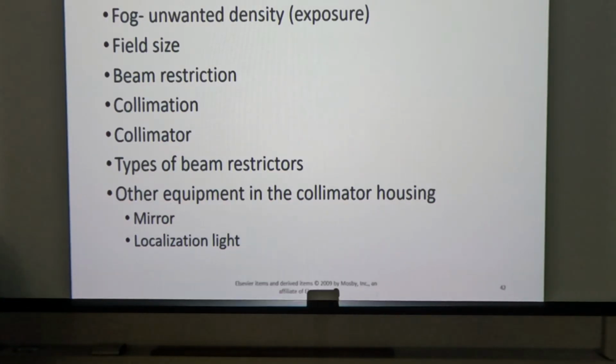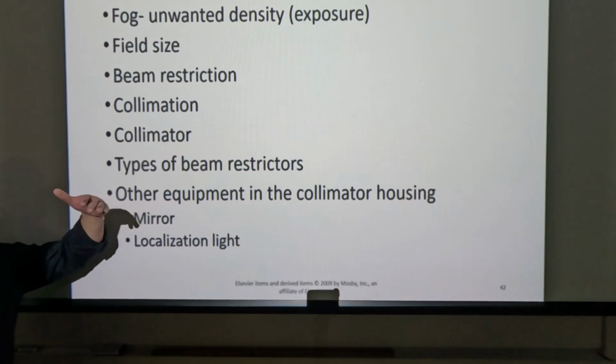So how we limit that, again, is with beam restriction, field size. That's your collimation. With collimators, we have a number of different types of beam restrictors. We talked about the two, the multi-leaf on top, but that doesn't really have anything to do with scatter cleanup or limiting exposure field, right? The second set is what does that. So what we're talking about here are things besides the shutters.